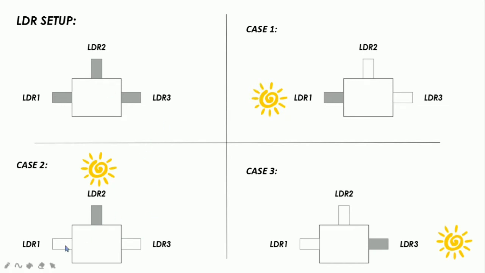In case 2, LDR2's value will be higher compared to LDR1 and LDR3. In this case, LDR2 will be activated and the servo motor will rotate accordingly, so that this overhead case is satisfied. In case 3, while the sun is setting, LDR3 has a higher value than the other two LDRs. Similarly to case 1 and case 2, LDR3 will be activated and the servo motor will rotate accordingly.